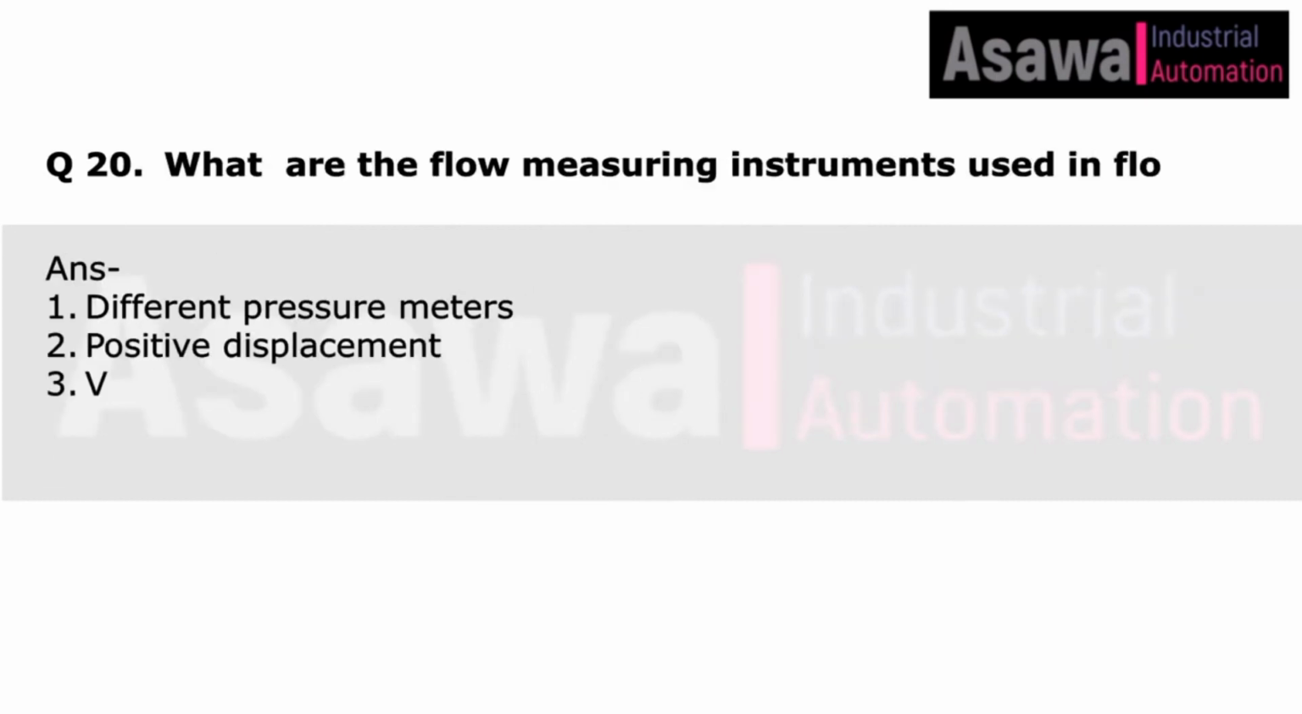Question 20. What are the flow measuring instruments used in flow measurement? 1. Differential pressure meters. 2. Positive displacement meters. 3. Velocity meters.